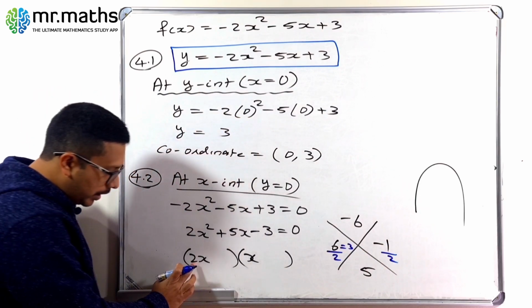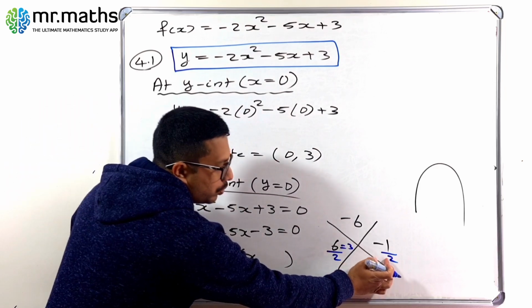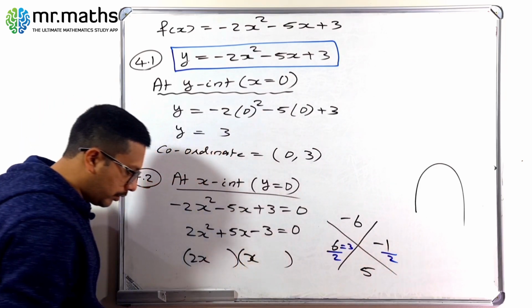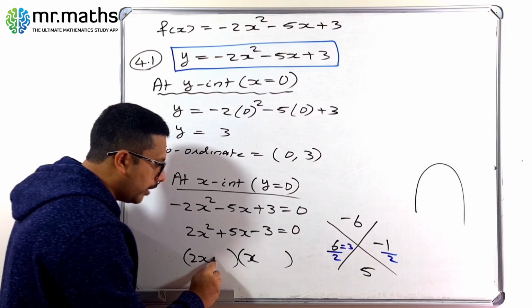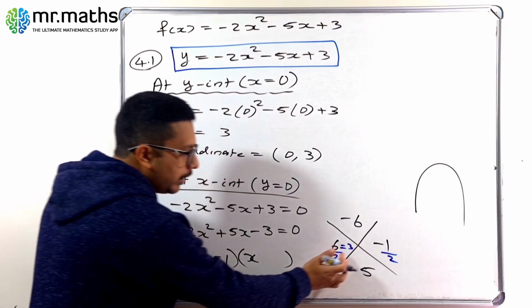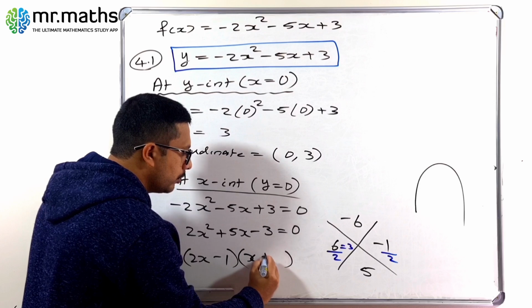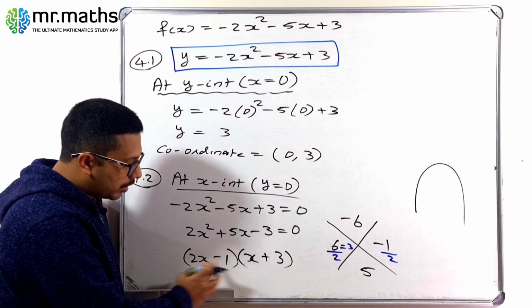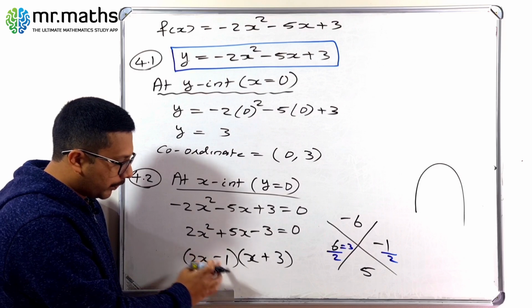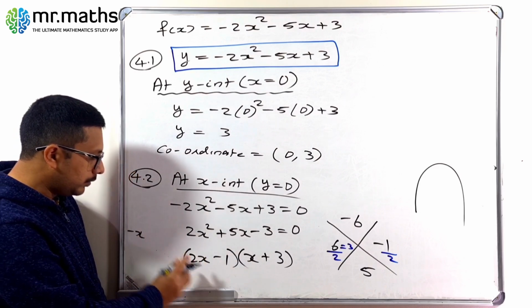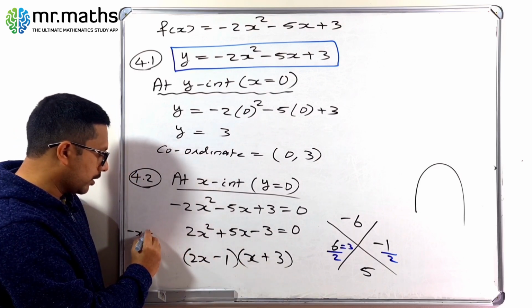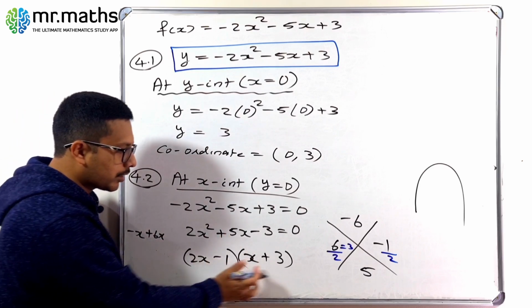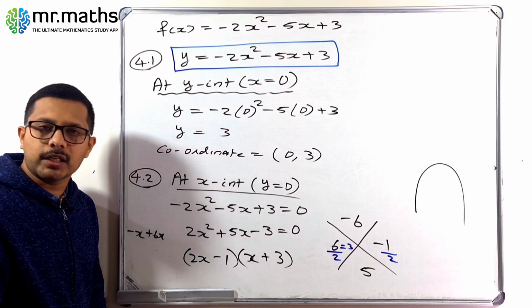Now this one is 2x, and here it is minus 1, so I am going to write minus 1. Then here what is the number? 3, so that is plus 3. So these are the factors. Now look at this one. 2x into x is 2x squared minus x, then 2x into 3 is plus 6x. 6x minus x is 5x. Minus 1 into 3 is minus 3. So our answer is correct.